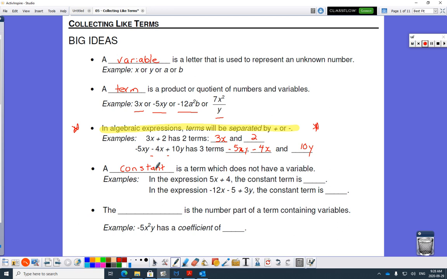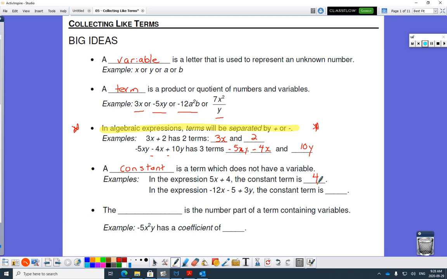So in the expression 5x plus 4, the constant term is the 4. See, 4 doesn't change. No matter what happens, 4 is going to be 4. Whereas 5x might vary. It depends what x is. If x is 2, 5x is 10. If x is 10, 5x is 50. See, it varies, and that's why it's called a variable. It changes based on what x is.